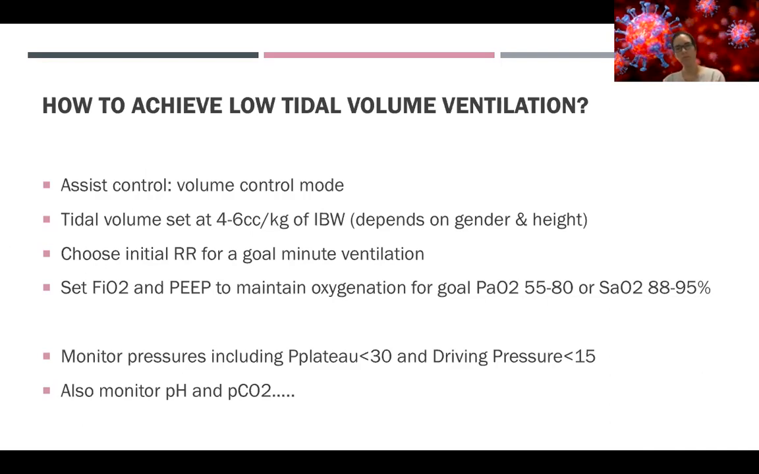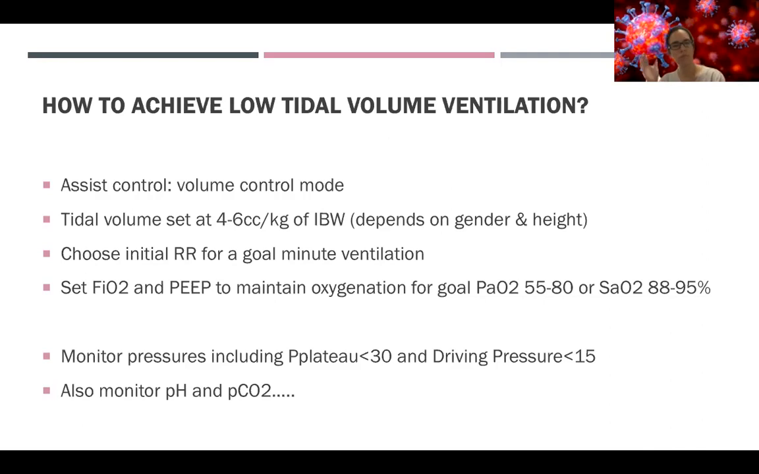After you set the volume, you can choose an initial respiratory rate for a goal minute ventilation. Just keep in mind that patients' normal minute ventilation is maybe between 5 and 8 liters, and there are some states in which they have a higher minute ventilation requirement, for example, if patients are already presenting with significant hypercarbia.